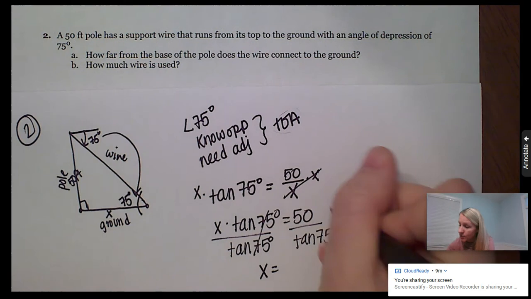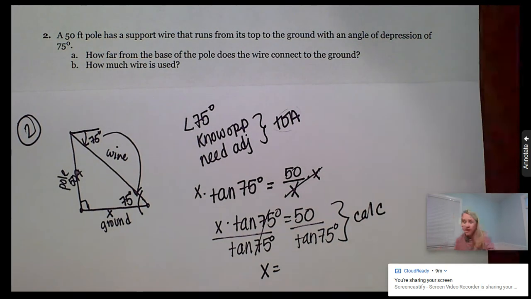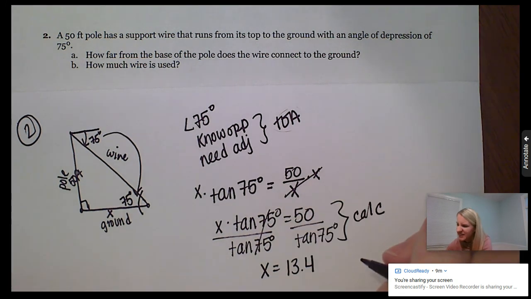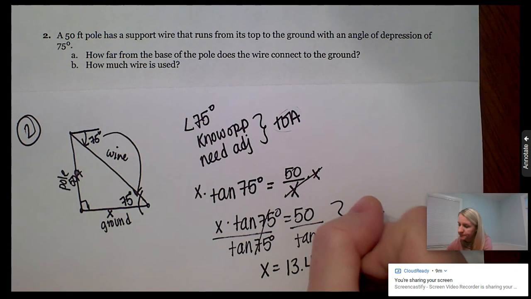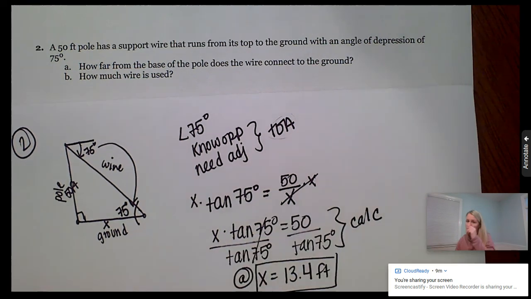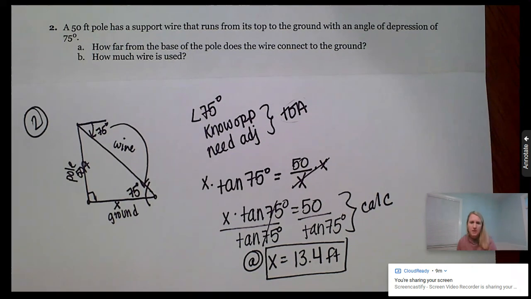So this is what I'm throwing into my calculator to find my answer. So I grab mine. 50 divided by tangent of 75 is 13.4. And that is feet. So that's my answer for A. Okay, I'll kind of give you a second to stop. I keep putting things over angles.